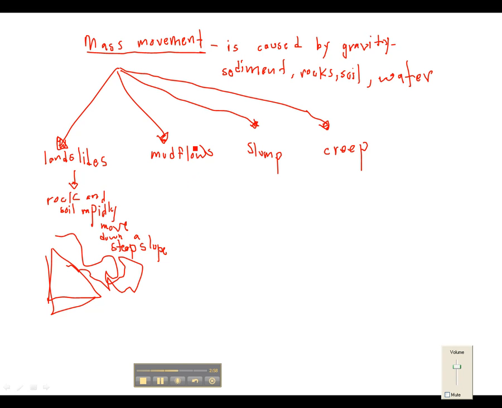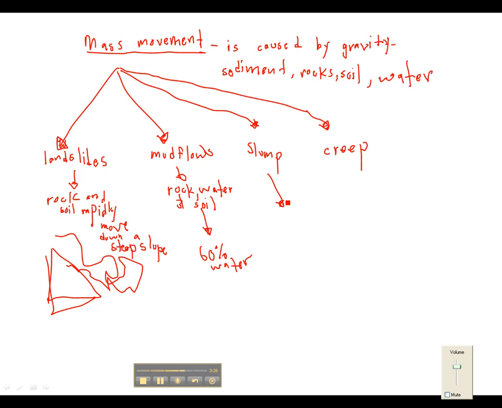A mud flow is when you add a little water to that mix. So a mud flow is rock, water, and soil moving down a steep slope. And it's actually a lot of water. We're talking like 60% water. We can watch some of these videos of these things. They're just insane. You don't want to get stuck in these.